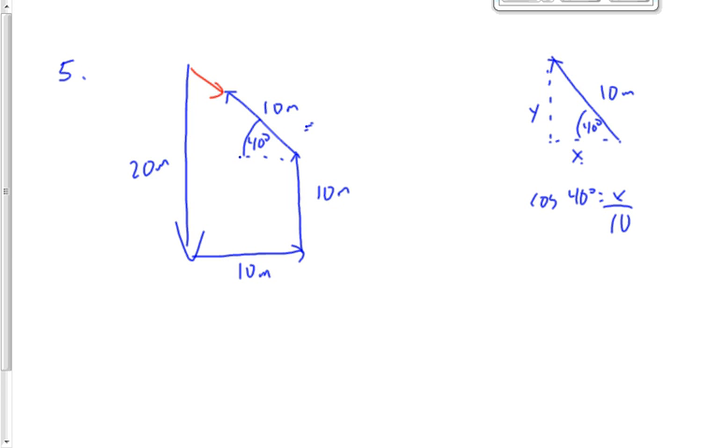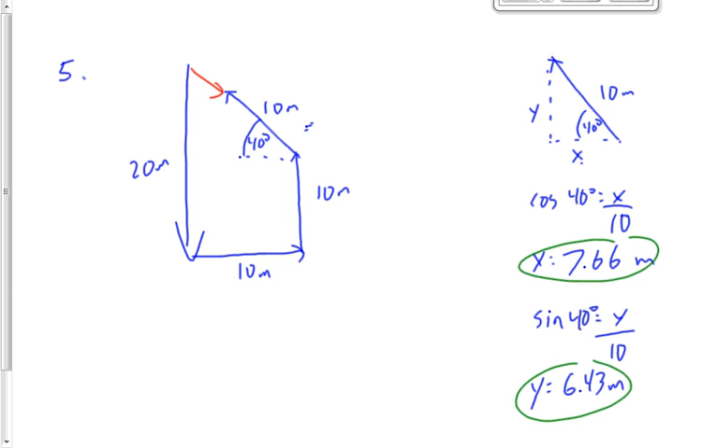I don't know why I made that 40 because I can't do this one in my head. What's 10 cos 40? Anybody got that? Thank you, Aiden, for that really fast answer. 7.66 meters. We're going to say sine 40 degrees. This is the opposite side, right? Opposite over hypotenuse. Aiden, do you have that one? 6.43 meters.